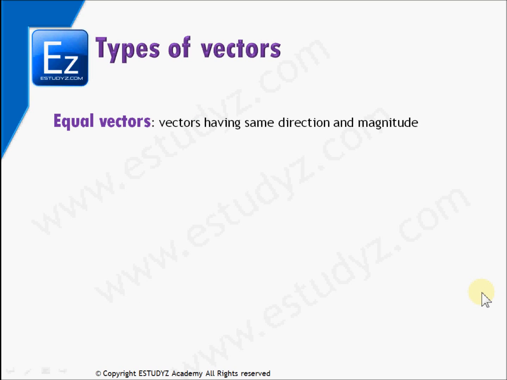Equal vectors have the same direction and magnitude. So if I shift a vector without changing its magnitude and direction, these two vectors are then equal, and we can use this same concept in proving the triangle law of vector addition.